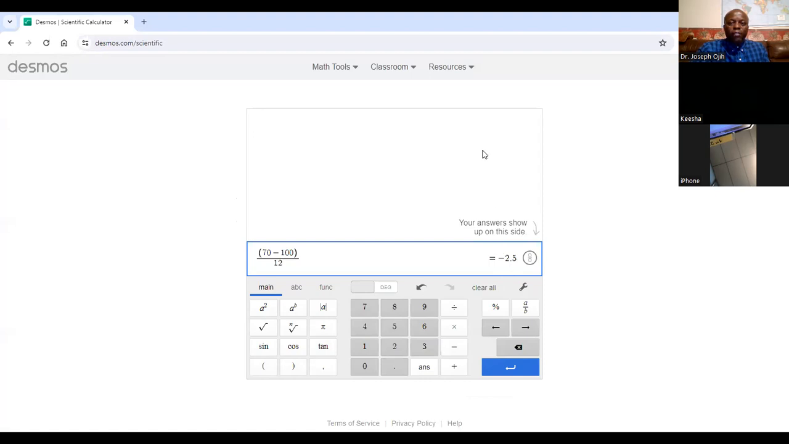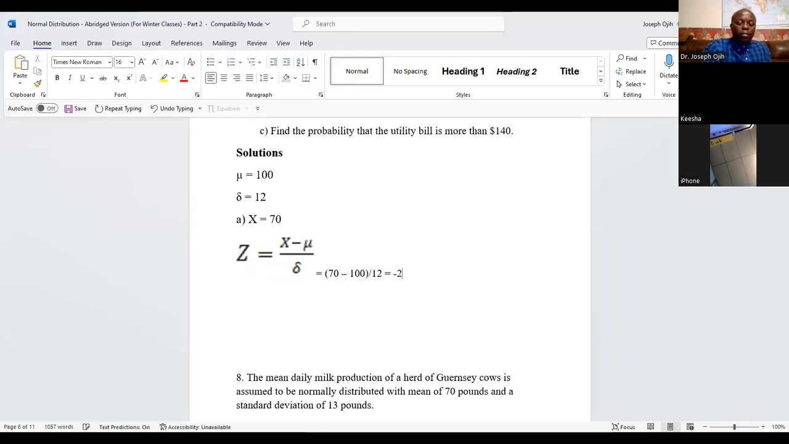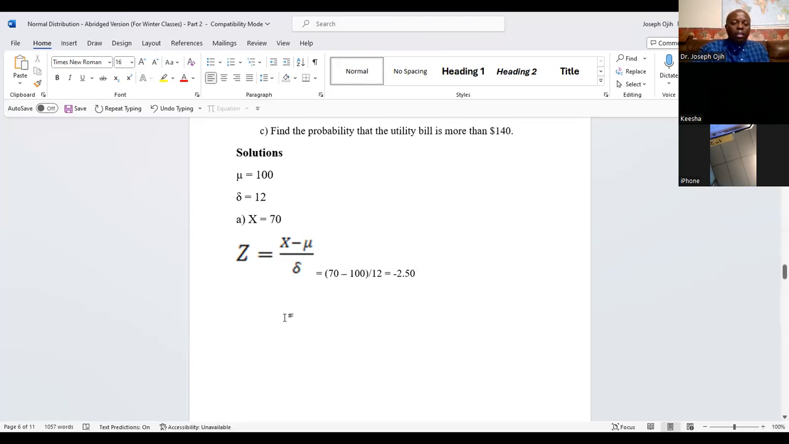Negative 2.5, as you can see from this. So we have negative 2.5. Now it is no longer 70, it is now negative 2.5. And it is no longer an X, it is now a Z. So we have transformed it.